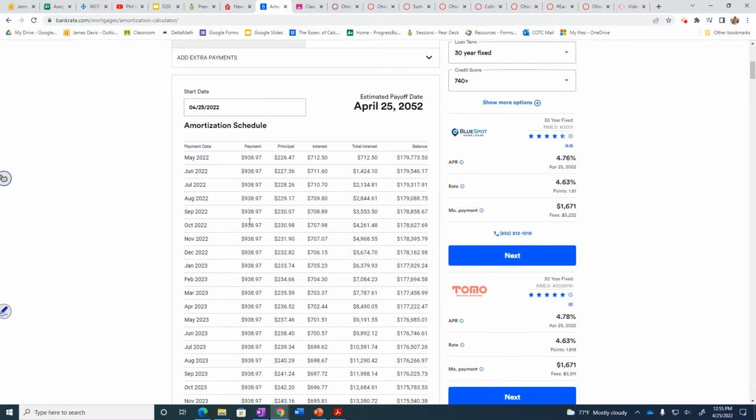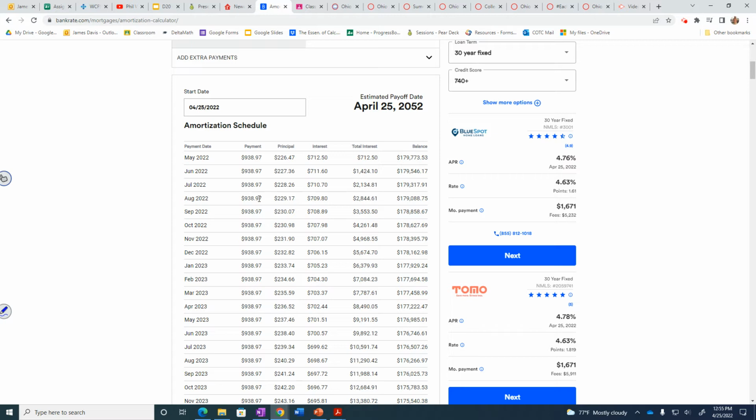Here, this is called the amortization table or schedule. It shows you after your first payment, if you made a payment in May, you would pay this much. $226 would go towards your principal, so they reduce your balance by that much, and you're going to pay $712 in interest on that first payment. So only $226 of that is going to your actual loan. The rest you're all paying in interest. And you can see that's the case for a long time. You're paying a ton more interest, and look how this adds up.